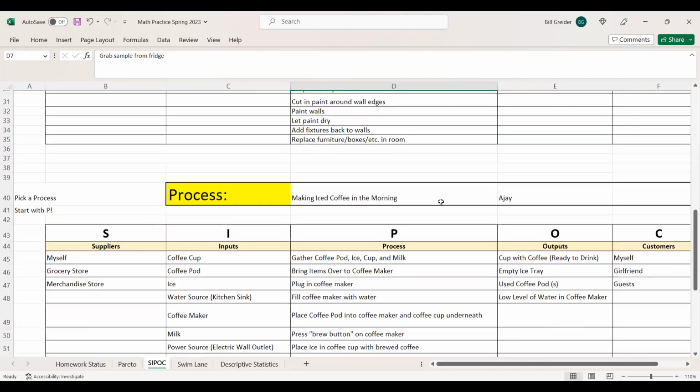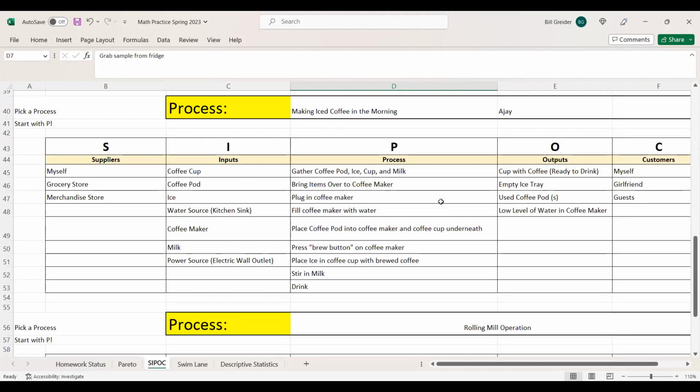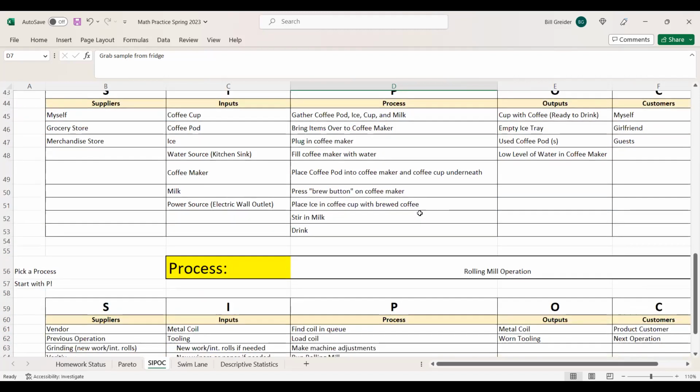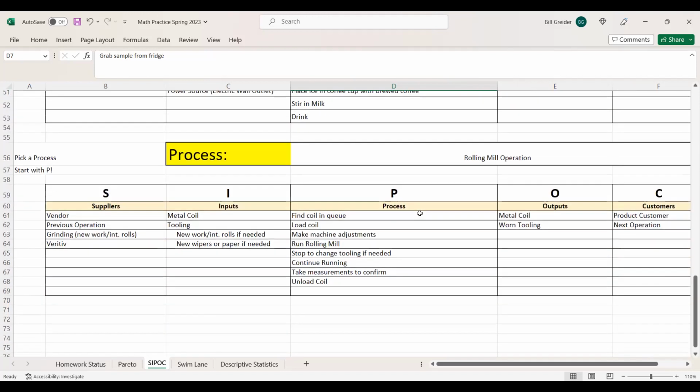And then making iced coffee. This is AJ's. I love this one too, and I think I've seen this one before. Because again, you go through it and you say, all right, wow, pretty good detail here. It's very simple processes, right? And then I think Alex, you did the rolling mill process too. Take us through that one real quick.